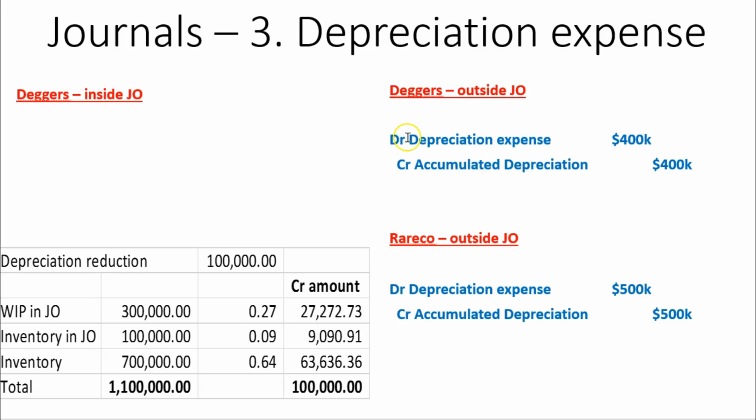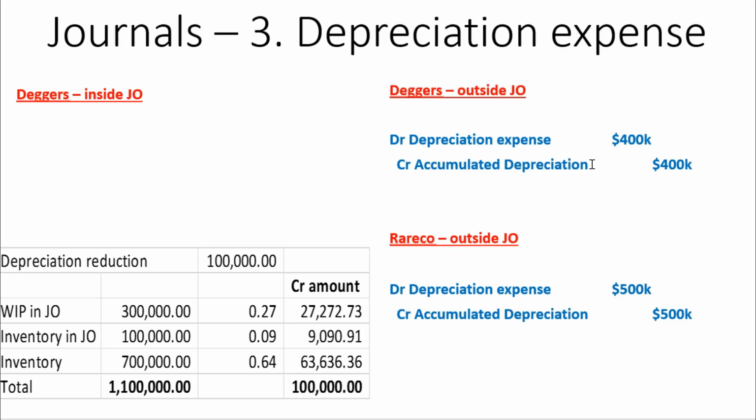They have recorded a depreciation expense of $400,000 a year. So we know that originally Deggers contributed the asset of machinery to our joint operation. So from Deggers' perspective, that machinery had a carrying amount of $8 million. Because they sold off half, they now only recognise that they own $4 million worth of machinery.